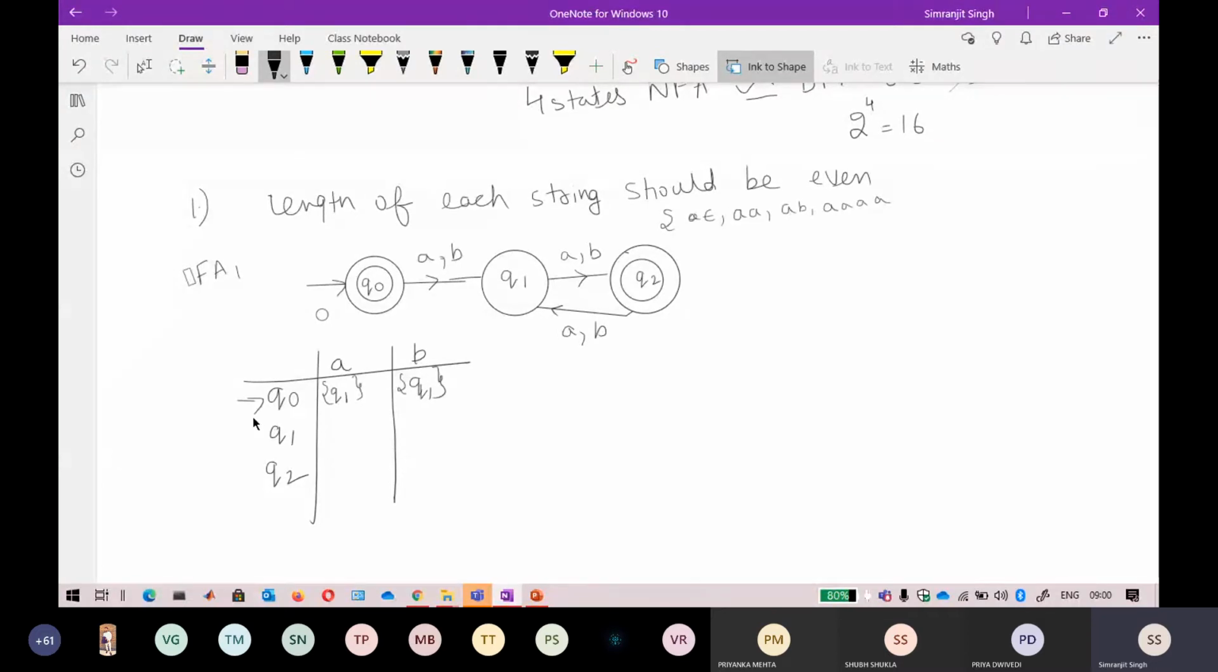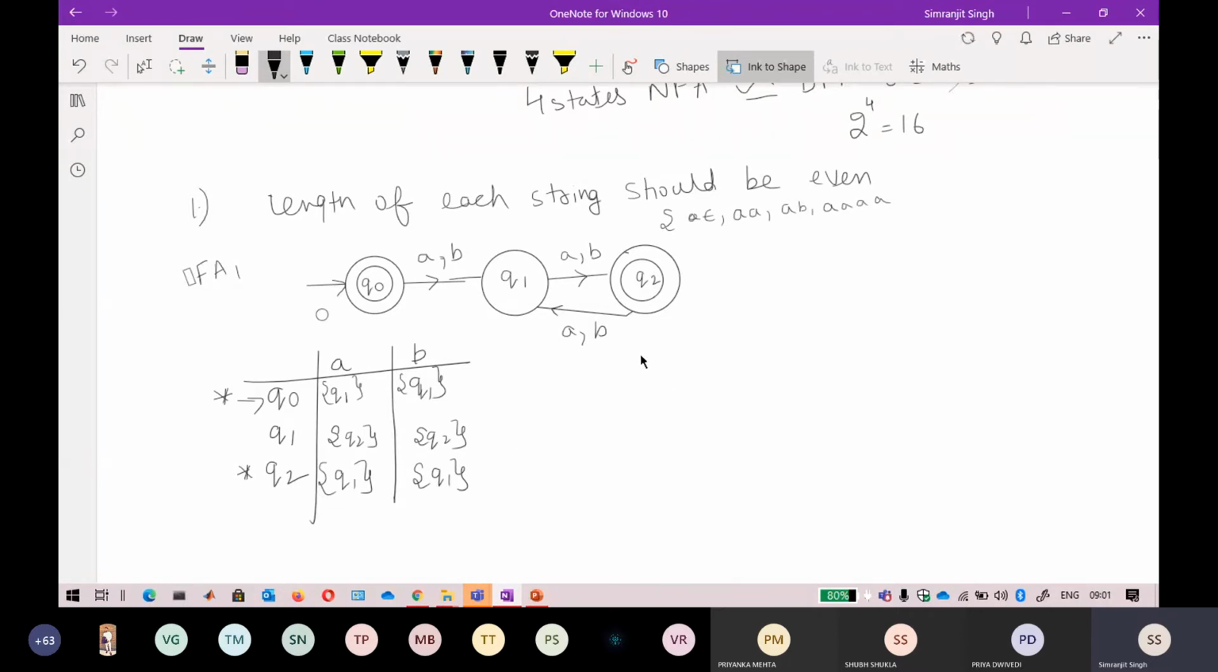So what happens in a DFA? The intersection of row and column will always contain only one state. So on Q1, on getting an input of A, it is going towards Q2. On Q1, on getting an input of B, it's going towards Q2. On Q2, on getting an input of A, it's going towards Q1, and on Q2, on getting an input of B, it's going towards Q1.